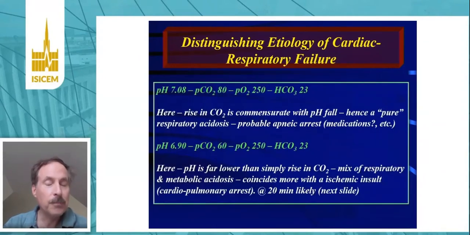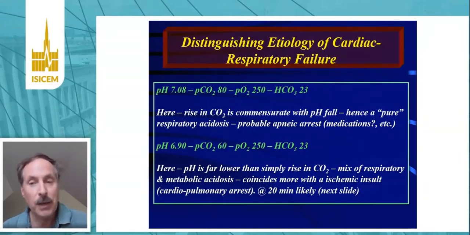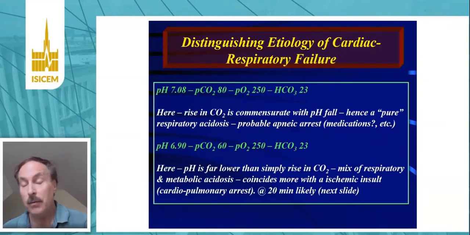For example, the first blood gas: 7.08, PCO2 of 80, PO2 of 250, and a bicarbonate of 23. There is a rise in PCO2 that is commensurate with the fall in the pH. Hence, this is a pure respiratory acidosis. And very likely, this found down patient was a consequence of an apneic arrest, which is common in the hospital setting from medications, or other reasons why they had a blocked airway.